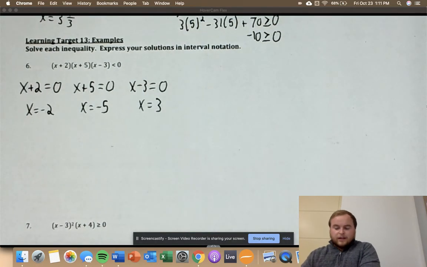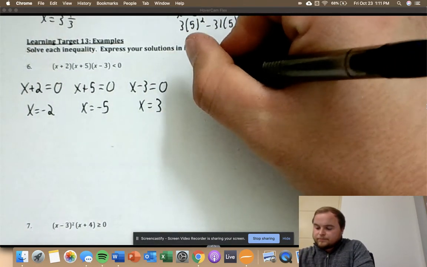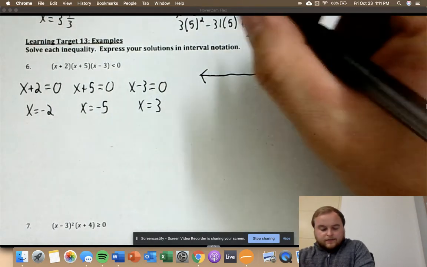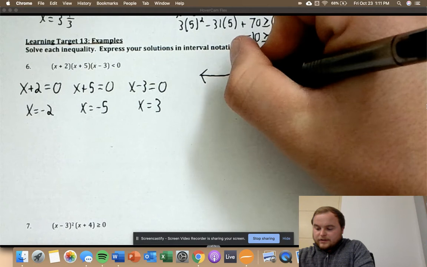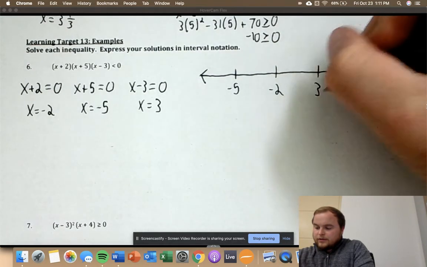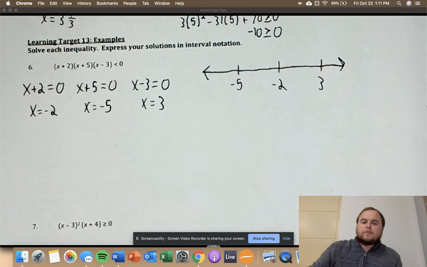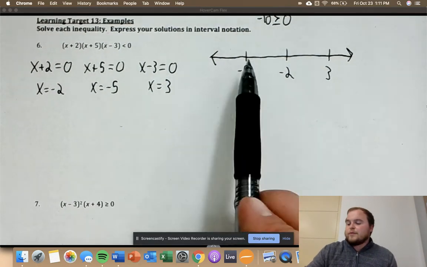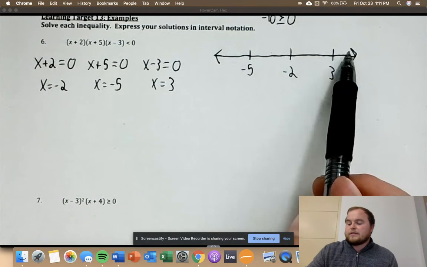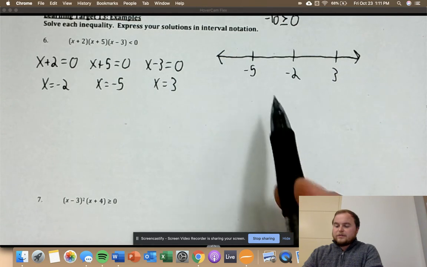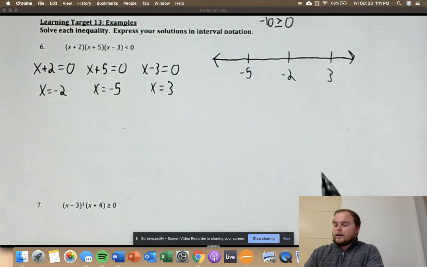Then we just have to plot these on a number line. Draw a nice big one for this. We have -5 is the farthest on the left, -2 in the middle, and 3 on the right. And again, these don't have to be perfectly spaced or anything. But then we have to test, and this time we're going to test in 4 different spots. Right? So we just got to pick some numbers. Right? And we're not going to go through all the math here.